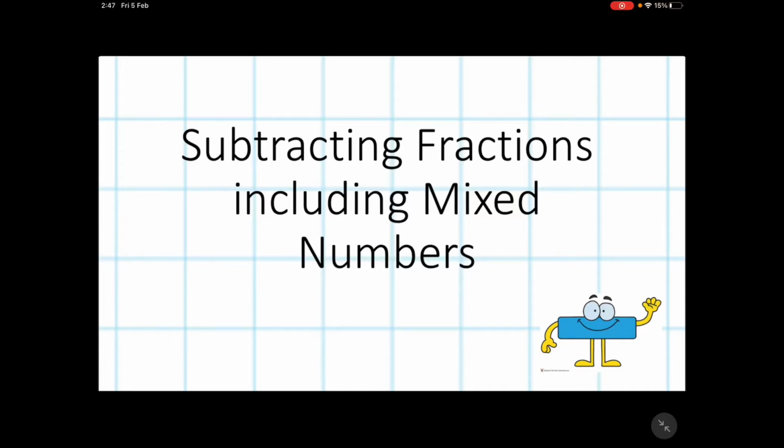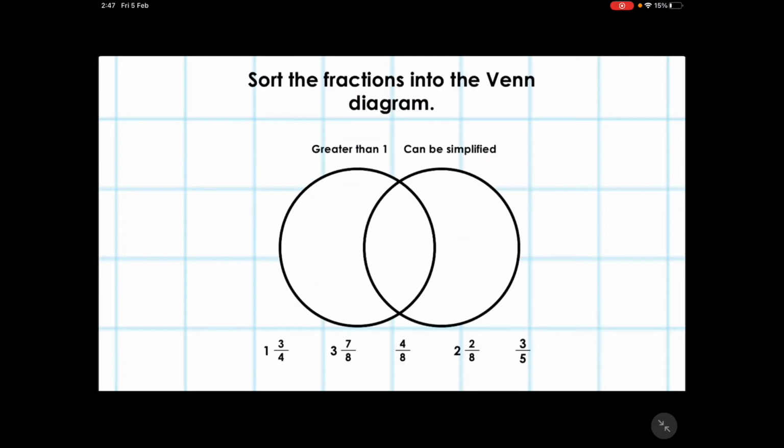In this video, we will be subtracting fractions including mixed numbers. Here I have an activity to get our brains warmed up. I have a Venn diagram and I have some fractions at the bottom. Can you sort the fractions into the correct section of the Venn diagram?